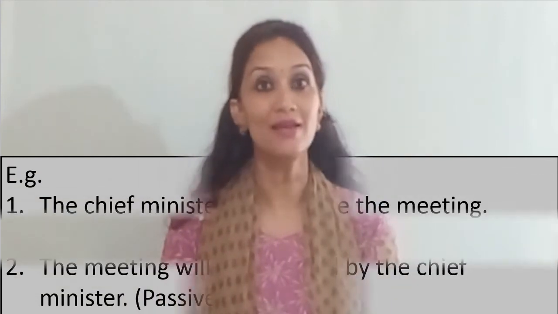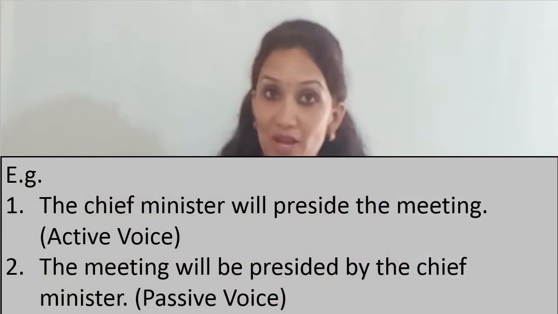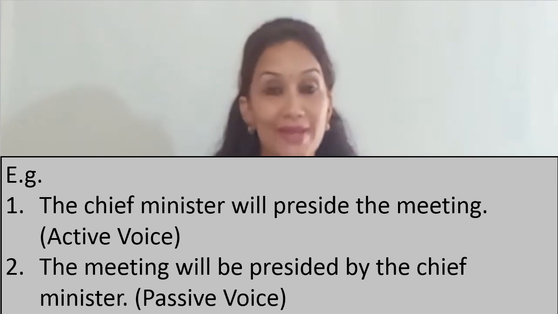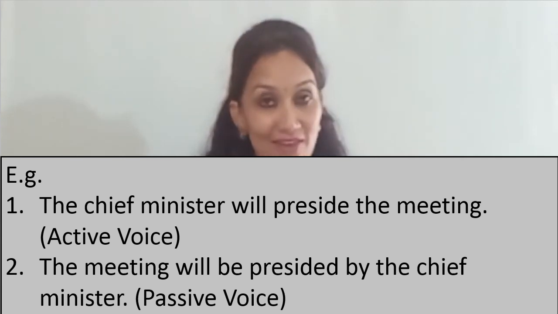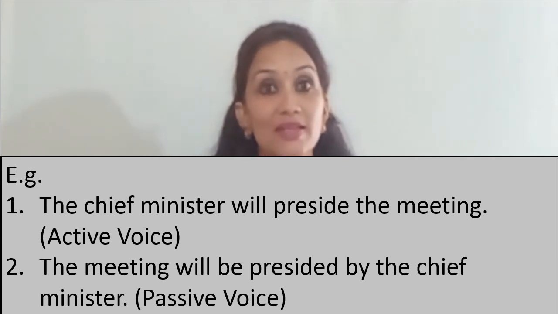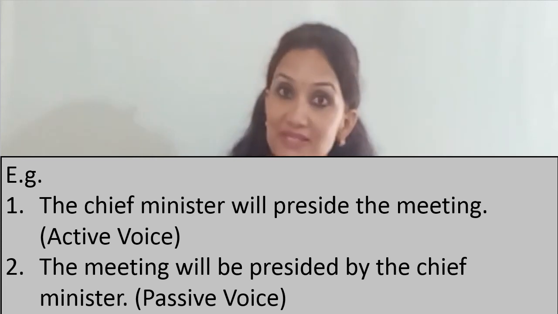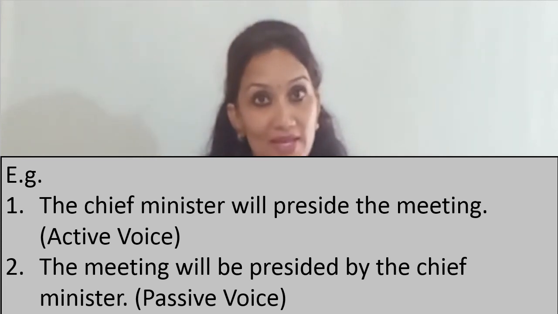Now children, in active voice, an example will be the chief minister will preside the meeting. And in passive voice, we will write the meeting will be presided by the chief minister. Okay children? Now children, in case the subject is not given, then we can place I, we, they, etc. according to the verb and sentence.